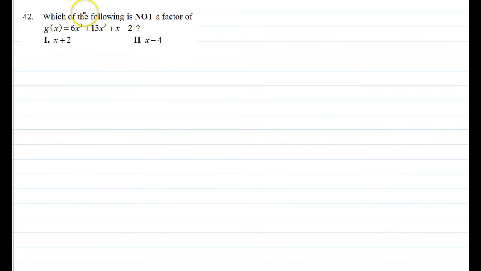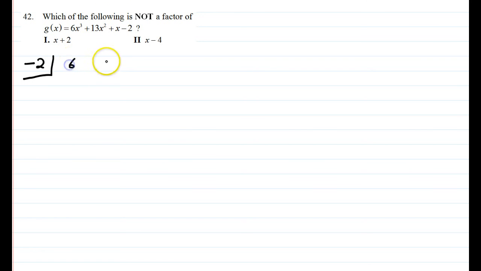All right, for 42 it says, which of the following is not a factor? And so we can actually figure this one out 2 ways. The easiest way, I think, is to use synthetic division. And so we'll start with this one. So what's the opposite of the 2? Gives us a negative 2. That's what makes that 0. And so now it goes 3, 2, 1, none, so we're good there.